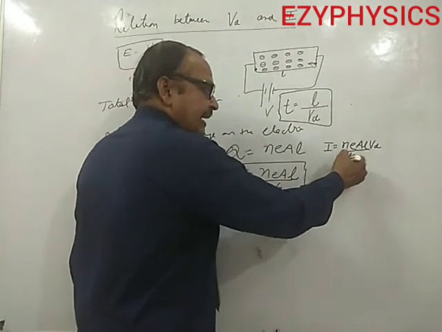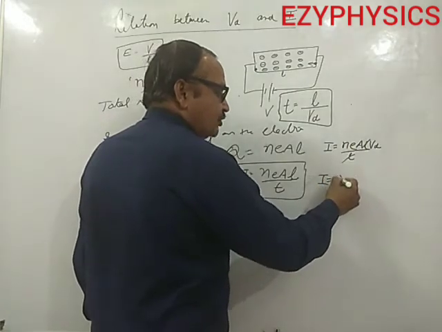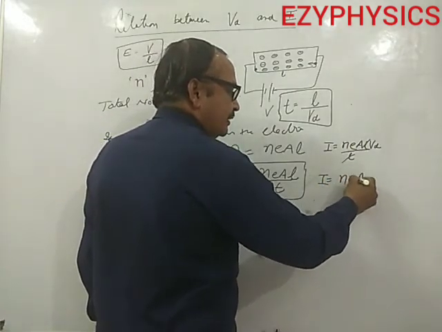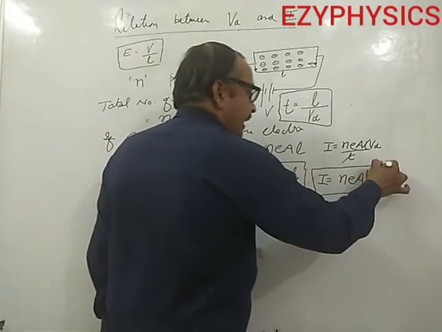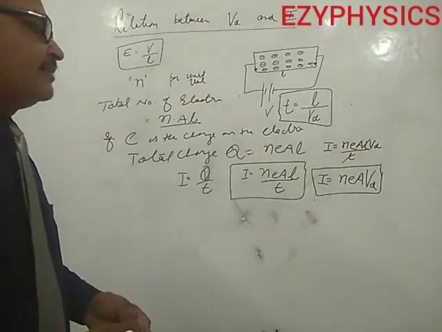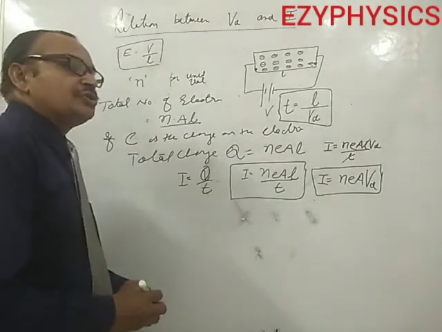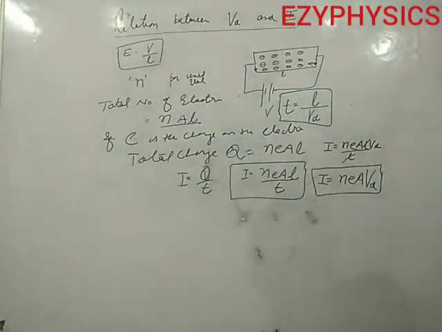So L से L cancel हो गया, so what do I get? I is equal to N E A into Vd. And this is the relation between the current and the drift velocity. I is equal to N E A into Vd. And you know each and every term associated with this.